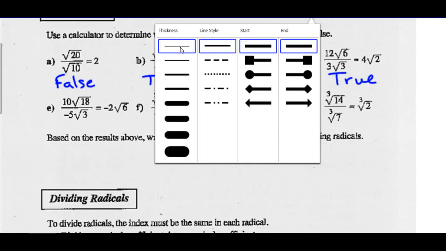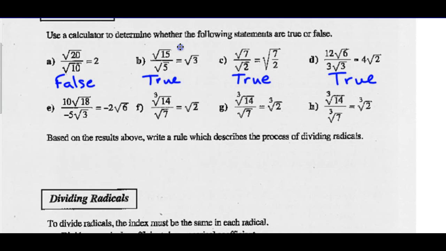All right, so what you should have come up with. E, 10 root 18 divided by negative 5 root 3 is indeed negative 2 root 6. So that's a true statement. Cube root of 14 divided by square root of 7 equals square root 2. That is false. We can't do that. Cube root 14 divided by square root 7 is not the cube root of 2 either. Cube root 14 divided by cube root 7 is cube root of 2. That is true. So based on the results, write a rule which describes the process for dividing radicals.